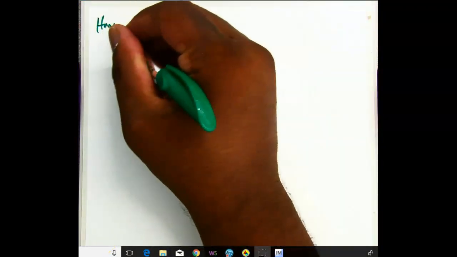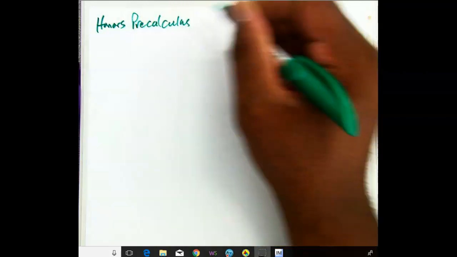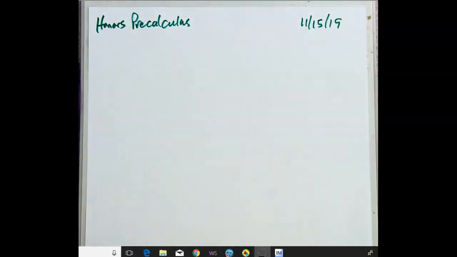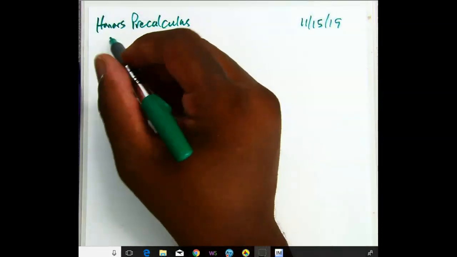Okay, so today we're going to focus on solving a right triangle. How many parts does any triangle have? 6. 3 angles, 3 sides, right?